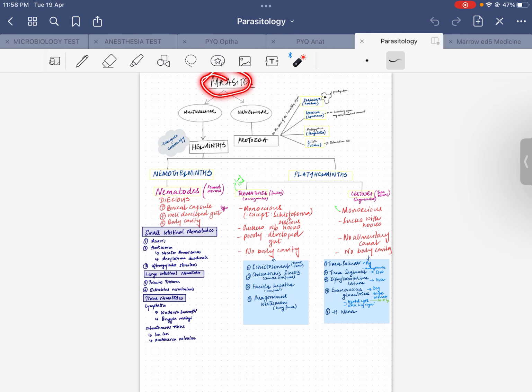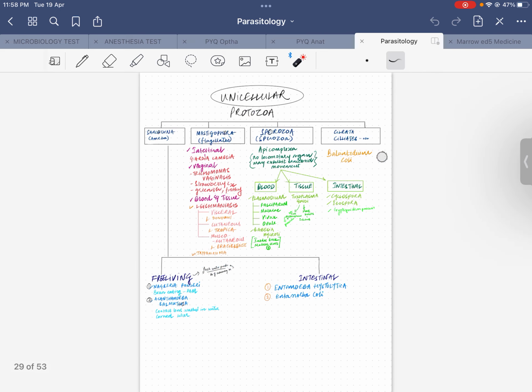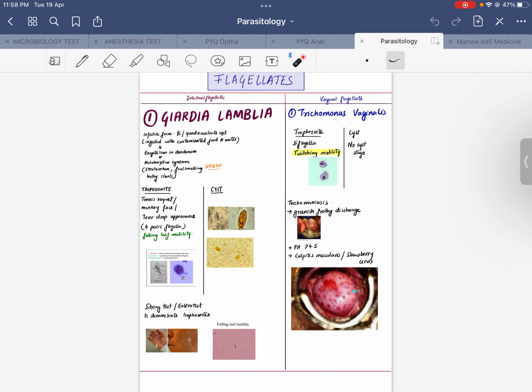So in the parasite group, first we were studying about protozoans, right? In protozoans, we were done with the Sarcodina group and the flagellates, right? So what is left? We have the sporozoa left and the ciliates left, okay? So let's start. First we are starting with the ciliates, okay?